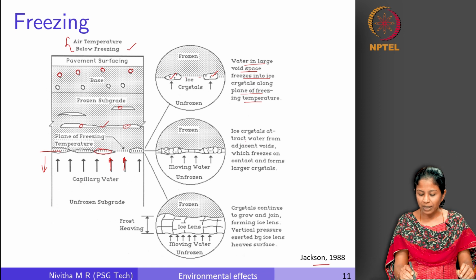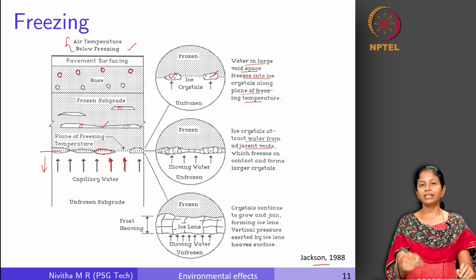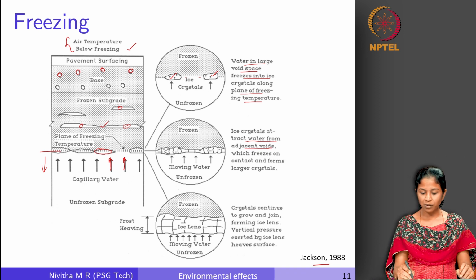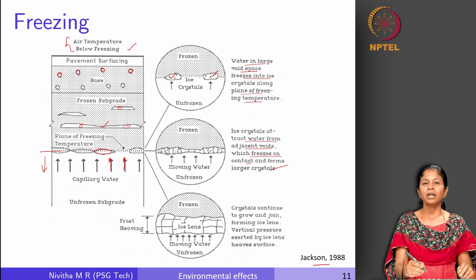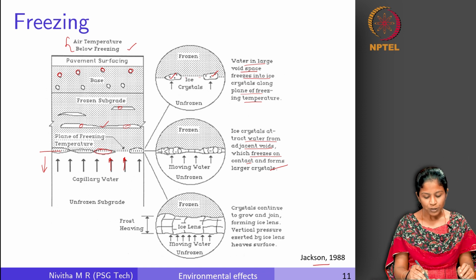These ice crystals will attract water from adjacent voids. Once you have an ice crystal, it tends to attract water from the adjacent voids, which also freeze on contact and form larger crystals. A small ice crystal which was present initially attracts water from the adjacent area and begins to increase in size. This ice formation will then attract more water from the water table because of capillary action, and it will increase.